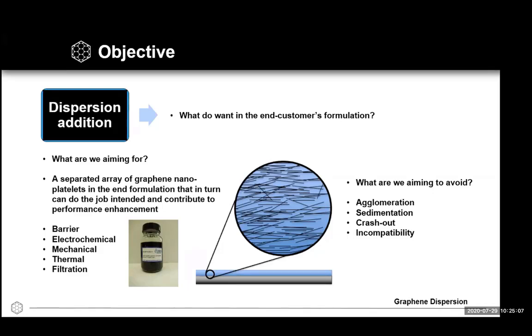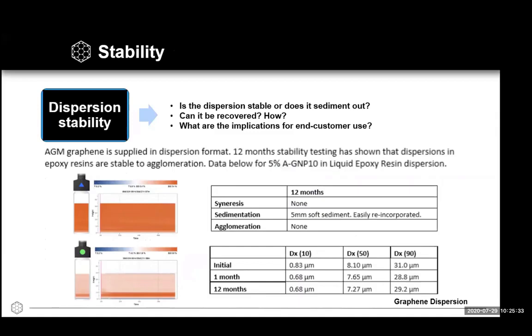Conversely, what are the things that we're trying to avoid? Clearly agglomeration, where the platelets actually end up sticking together. We end up with, just in simple terms, a filler rather than a high utility product in the end formulation. Sedimentation, and whether that's recoverable, or even crash out due to incompatibility of the dispersion in the end application.